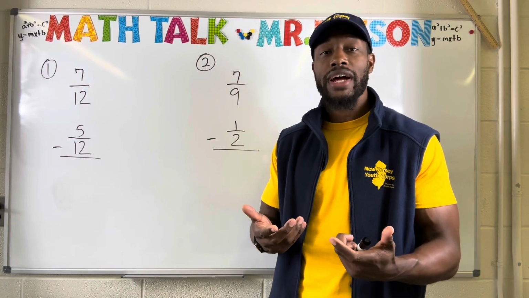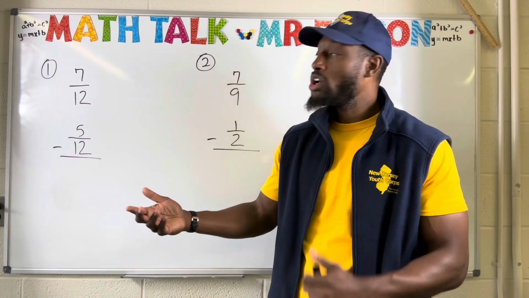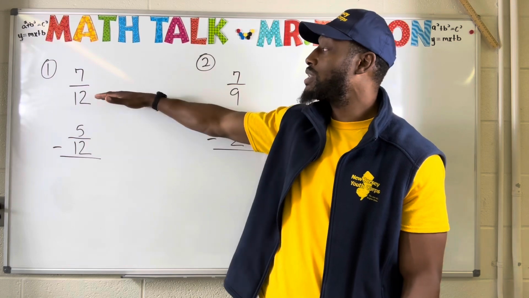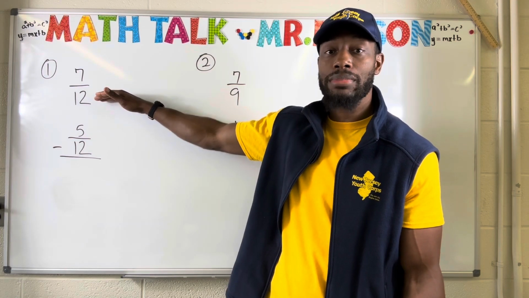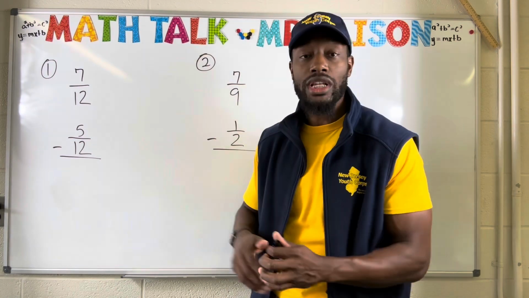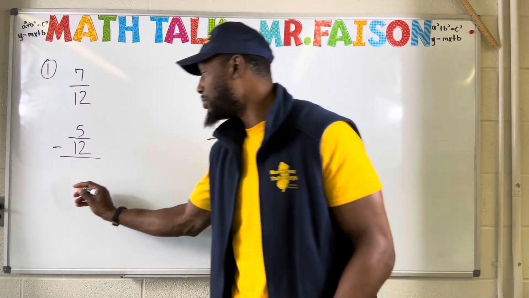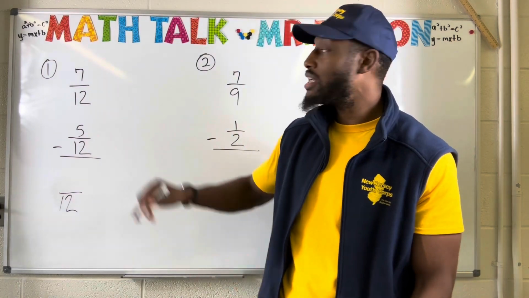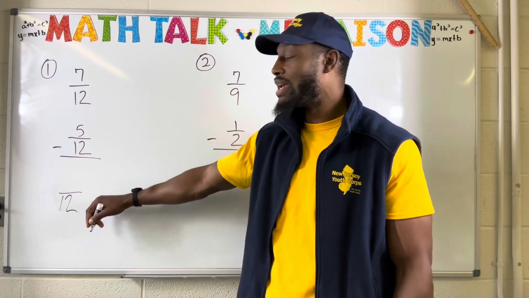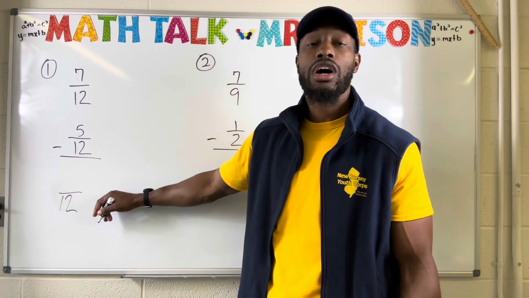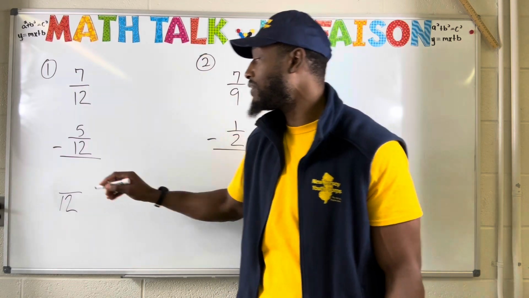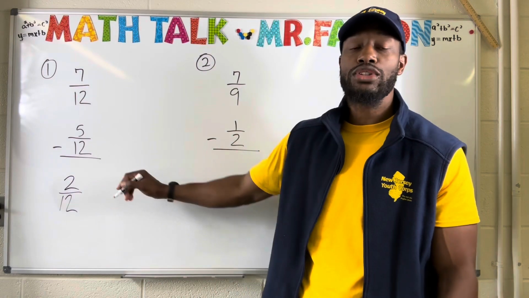When we subtract fractions, just like when we add fractions, we have to make sure our denominator is the same before we get started. If we look here, we see that 12 is our denominator up top and 12 is our denominator at the bottom. We know our denominator is going to be 12. Whenever our denominator is the same, we just make that the denominator in the answer. All we have to do now is subtract the numerators. 7 minus 5 is 2. So now we have 2 over 12.